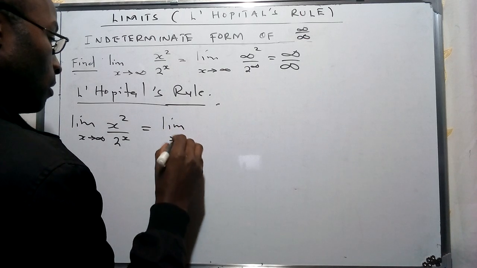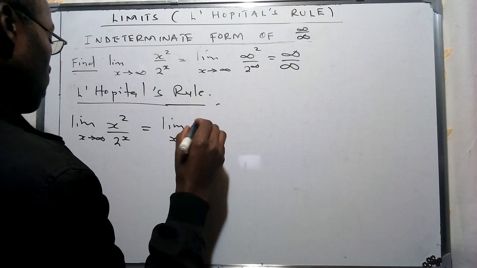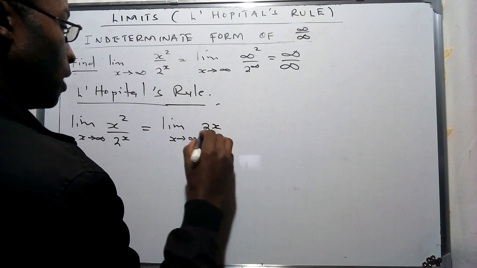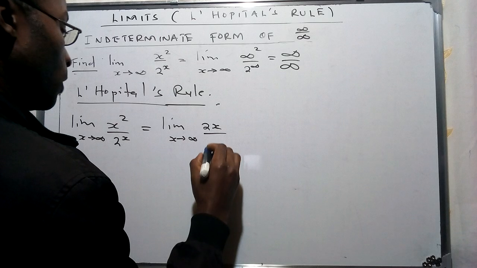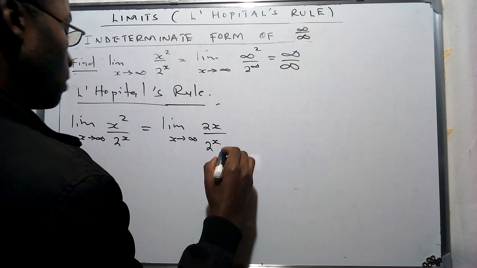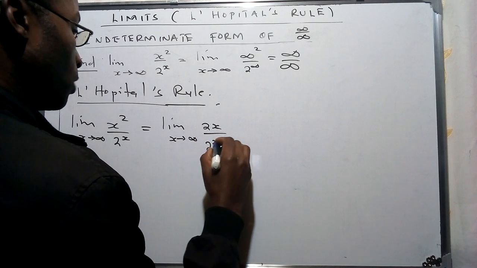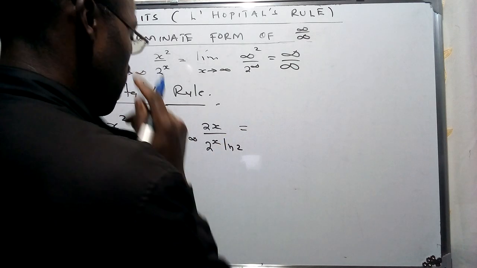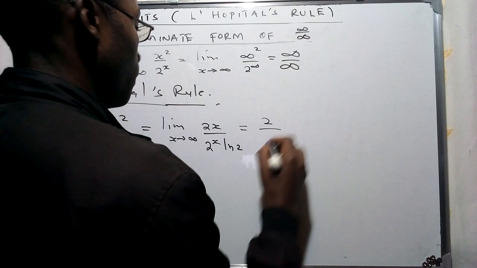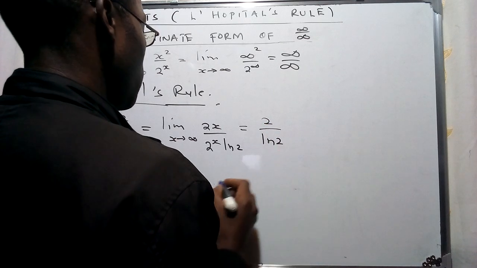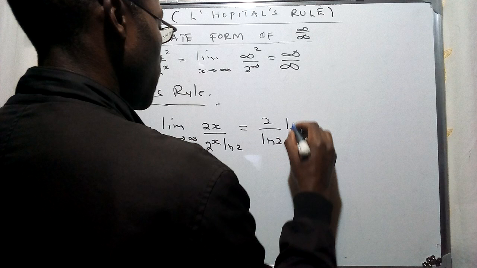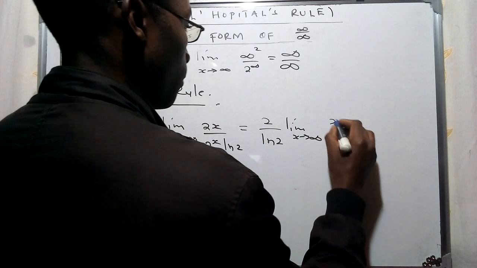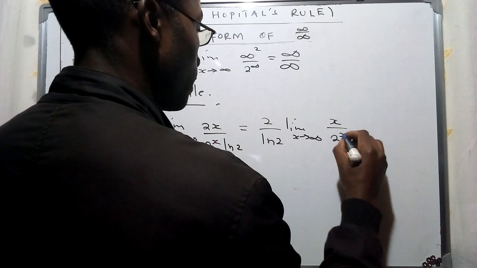As the limit of this function as x tends to infinity, we have the derivative of the numerator, 2x, all over the derivative of the denominator. The derivative of 2 raised to power x is 2 raised to power x times the natural logarithm of 2. We perform a rearrangement and have it given as 1 over the natural logarithm of 2 times the limit as x tends to infinity of 2x over 2 to the x.